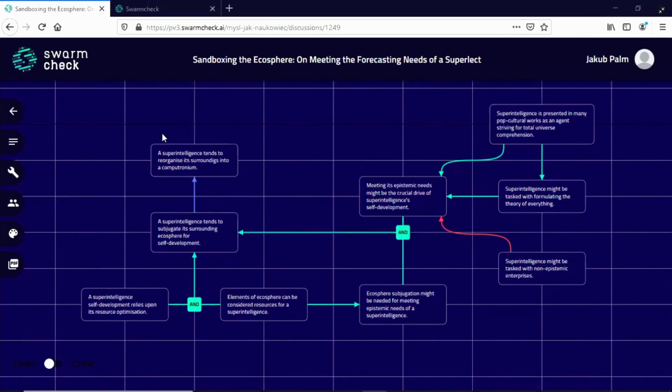By sandboxing here, I mean that it can scan its surroundings before it is subjugated, not annihilated, but absorbed into its structure. Then it will be able to recreate all that was happening in the ecosphere in its simulations, in its prediction, but it will be present only in the virtual reality, not in the actual one, if you can rely on this kind of dichotomy.